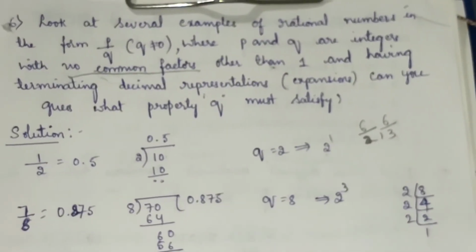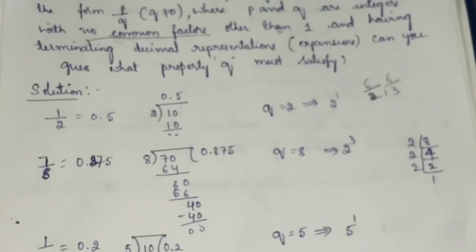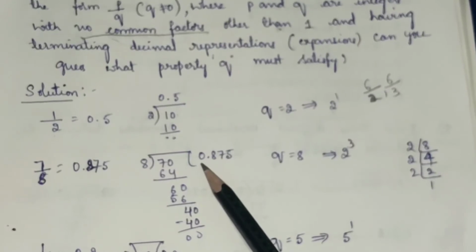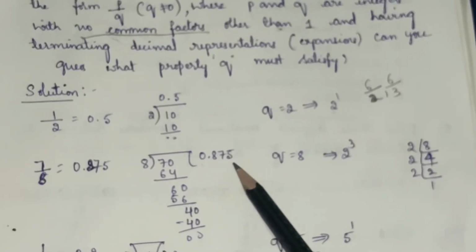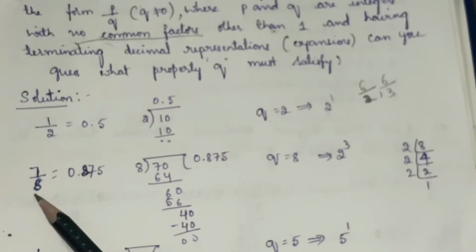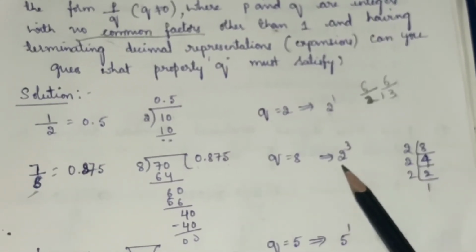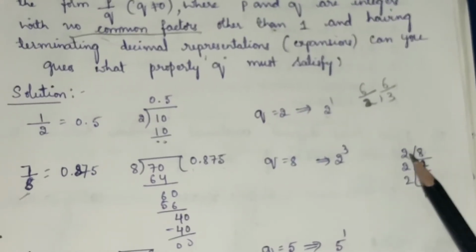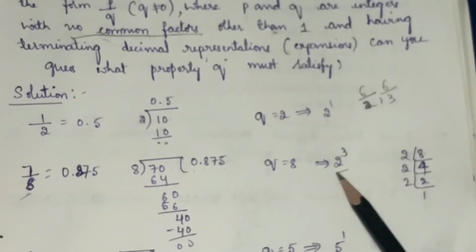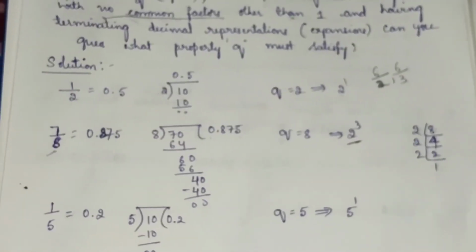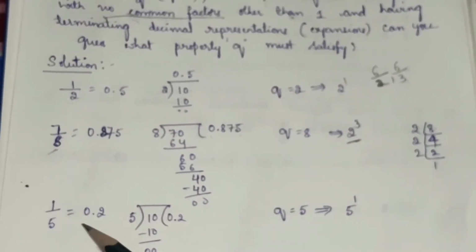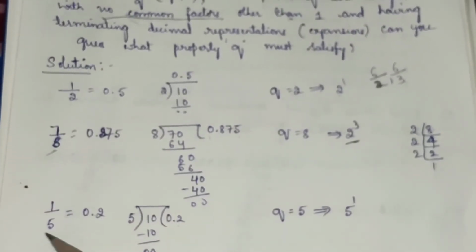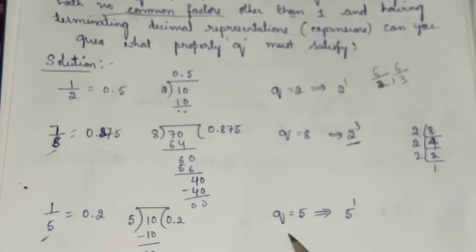Similarly, if I take 7 by 8, the numbers are in p by q form. Divide, you will get the quotient as 0.875. When you observe 8, 8 can be written as 2 to the power of 3. Here I have found the factors. I have taken 1 by 5, one more example. The quotient got is 0.2 and if you observe q, q can be written as 5 to the power of 1.